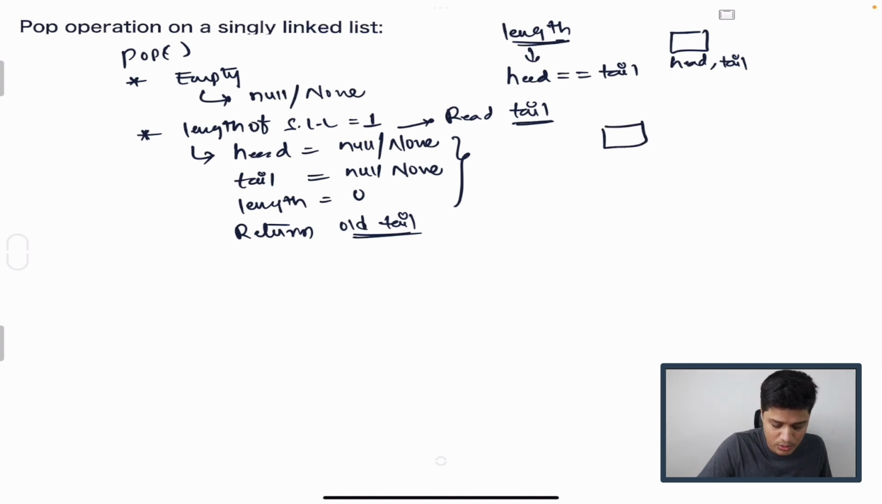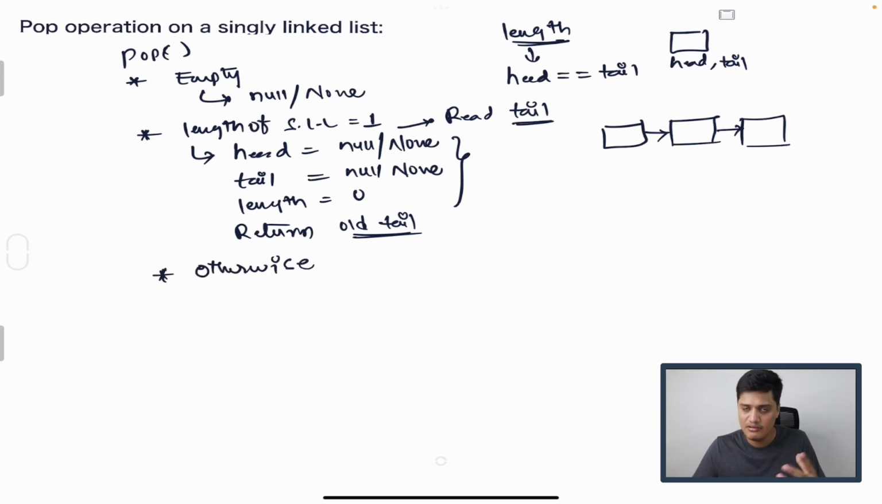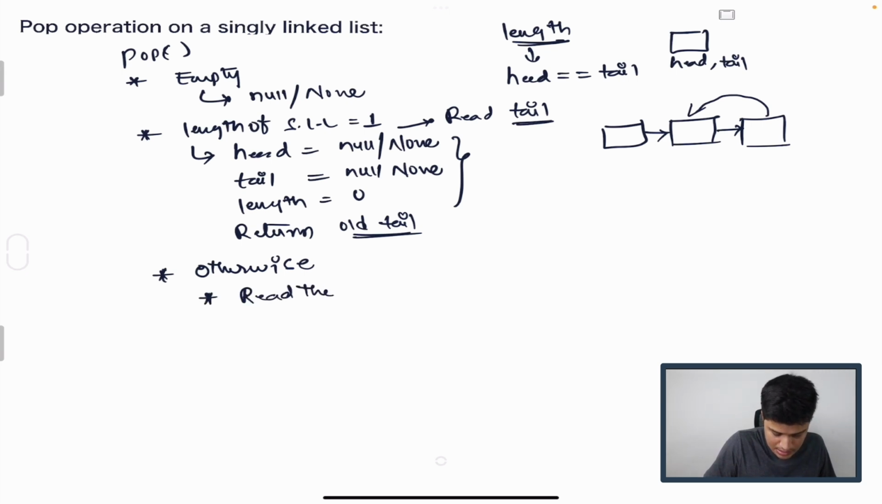Okay, so that is the case where we have only one value inside the singly linked list. Now let's try to perform the pop operation on a singly linked list where we have more than one node. So otherwise, the logic will be simply otherwise. That means that we haven't matched the first two cases. That means that we have more than one node inside the singly linked list. So in that case, we will go to the last but 1th node. So the first process is to read the last but 1th node.